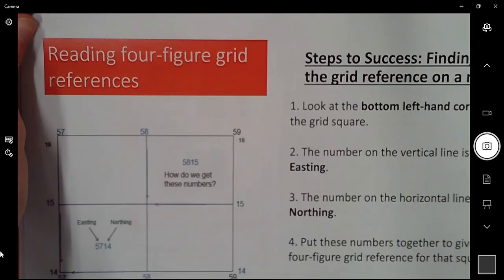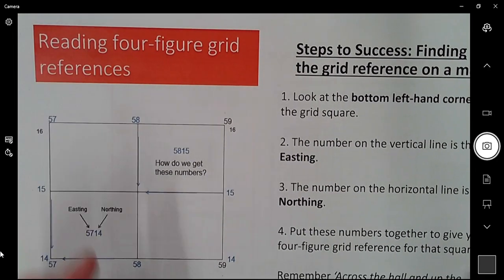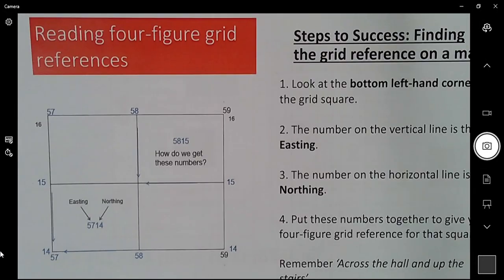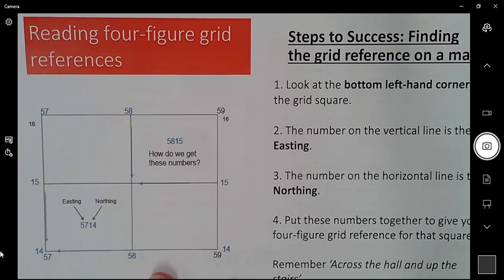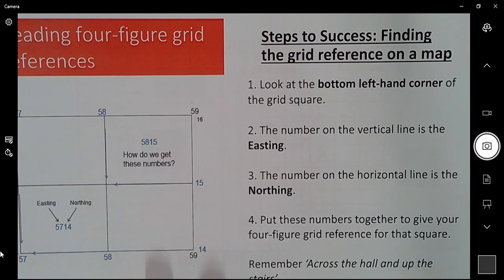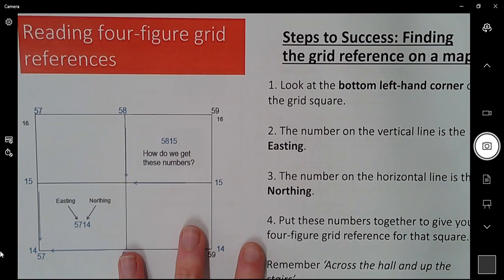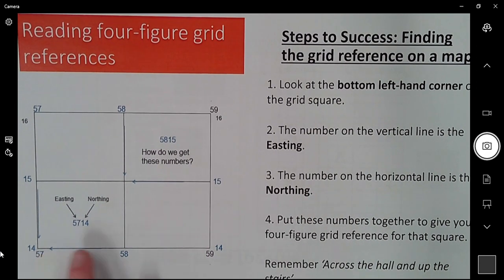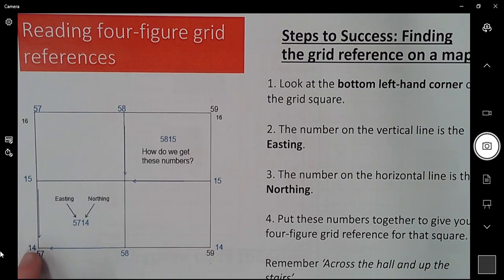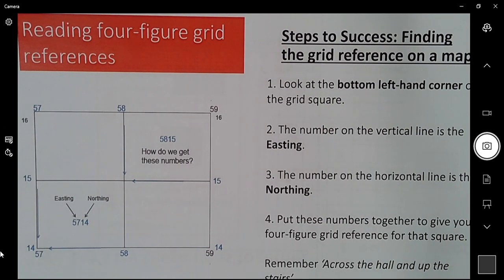So we're going to look at reading 4-figure grid references. So now I made reference to the numbers that were on that grid a minute ago, and I said I would explain them, and that is what I am going to do now. So 4-figure grid references are what are on a lot of Ordnance Survey maps. Now next year you'll be doing even more figure grid references, and it'll become a bit trickier in year 6, but for now we're going to look at what we have in year 5. So you can see here we have 57, 58, 59, we have 14, 15 and 16 going up. I'm going to explain each of them along with our steps to success in a minute.